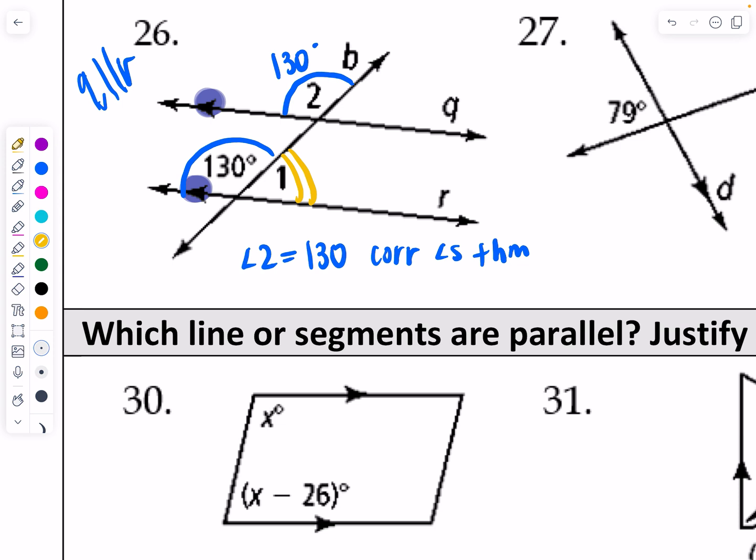Well, together those make a linear pair. So what is 180 for this whole thing, for this linear pair, minus 130, that is going to give me 50 degrees. So what is angle 1? The measure of angle 1, I should have put measure on this other one. Measure of angle 2 is 130 degrees. Measure of angle 1 is going to be 50 degrees because that is a linear pair with 130.